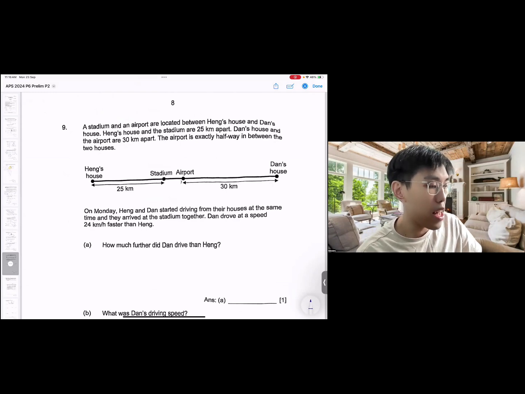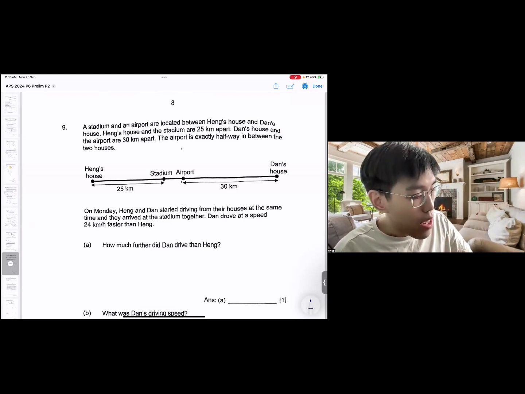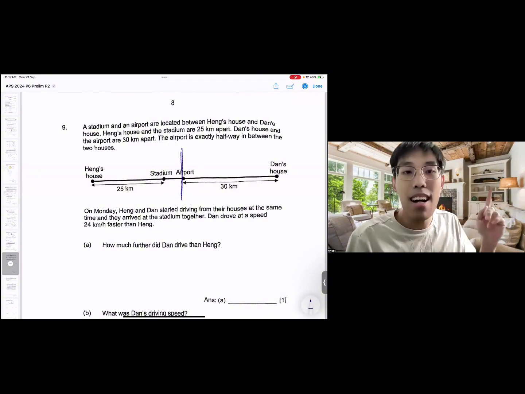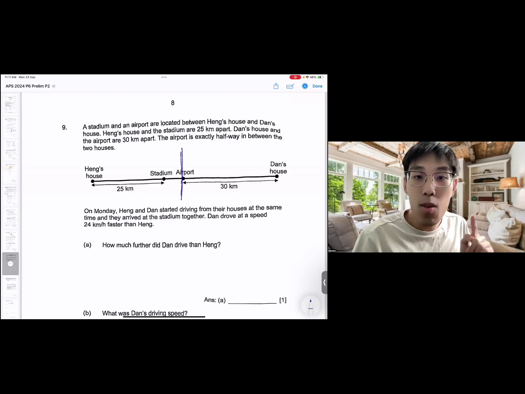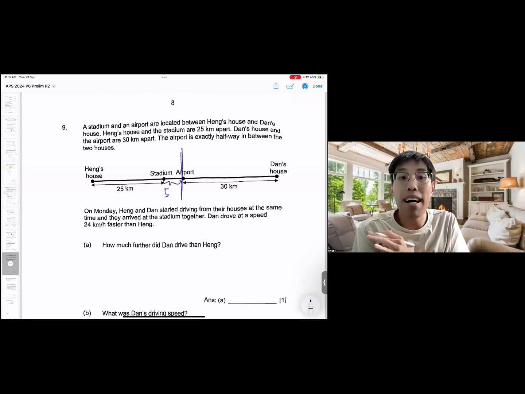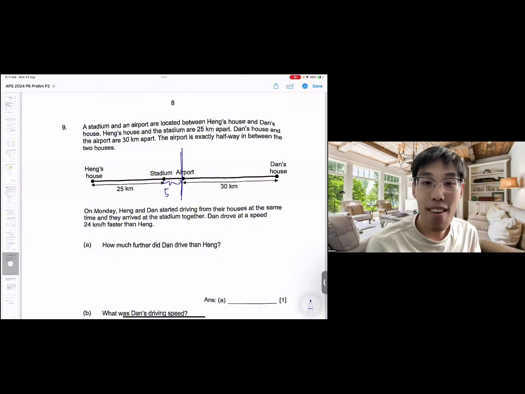Question 9. This stadium, house, airport, 25, 30 kilometers. The airport is exactly halfway in between the two houses. Airport is halfway. Interesting. That means what we can straight away infer from here: Heng's house to airport is also 30 kilometers. That means stadium to airport is 5. This one we must write down already. So the airport is halfway.